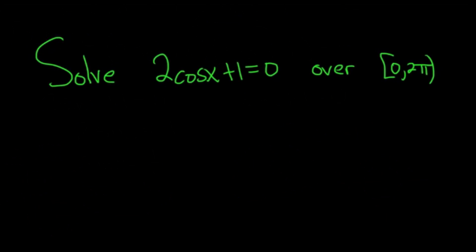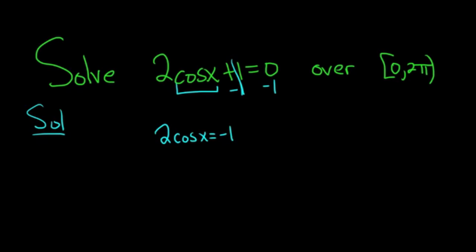And that's it. Solve 2 times cosine x plus 1 equals 0 over the interval 0 to pi. Solution. So we have one trig function, so we'll start by solving for cosine x. We'll subtract 1 from both sides, so we get 2 cosine x equals negative 1. Then we'll divide by 2, so we get cosine x equals negative 1/2.